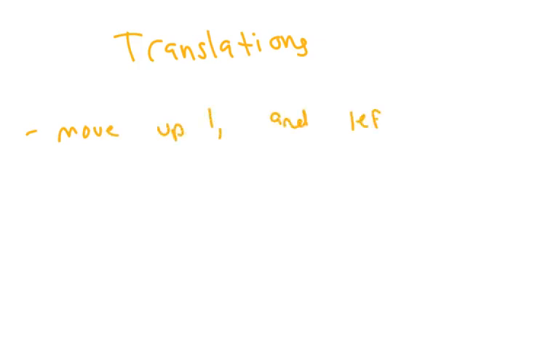Finally, let's look at translations, which I honestly think are the easiest. Because all you're doing is sliding whichever way they tell you to slide. So if they say move up 1 and left 2, all you'd be doing is taking each point, going up 1, left 2, up 1, left 2 for each point. All you're doing with translations is exactly what they tell you to do on the paper.